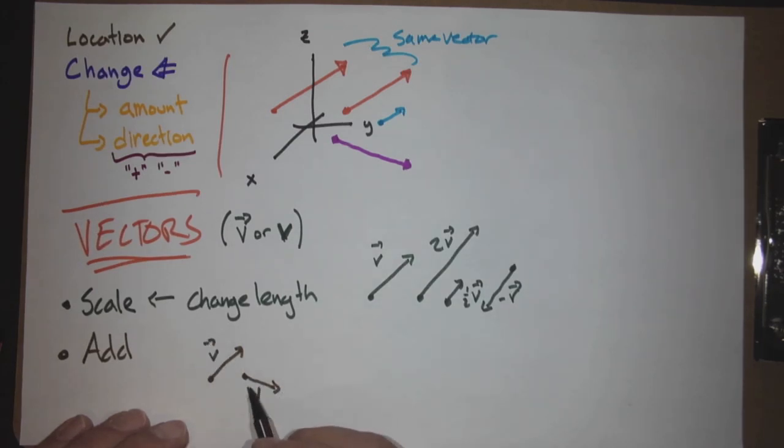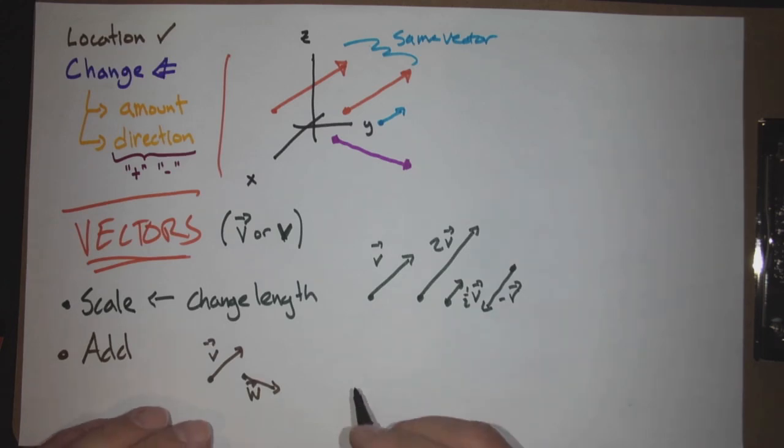And throw the arrows on the top. How do we add two vectors together? Well, now we remember. We said, look, vectors aren't tied down. We can move them around. Okay, that's fine. So how do we use that to our advantage?